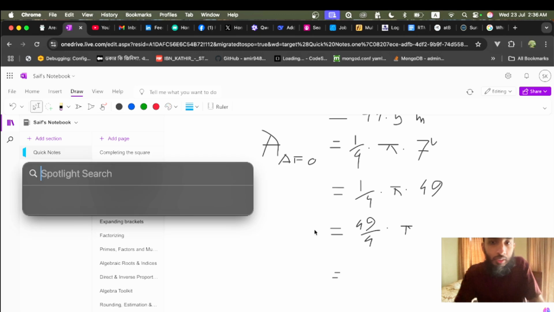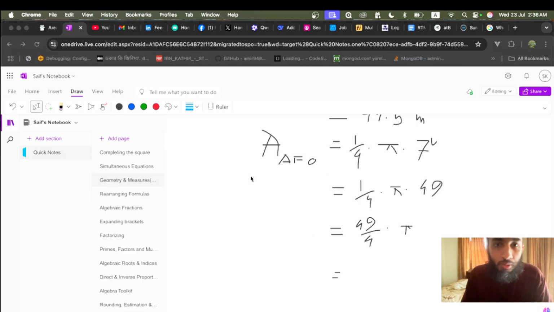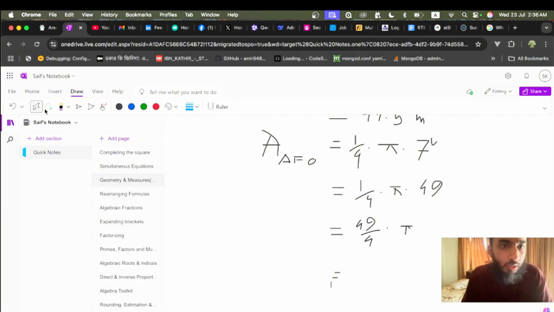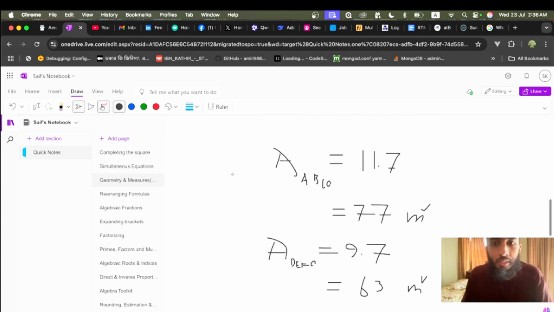Which is approximately what? Let's just use the calculator to give an approximation. 49 divided by 4 is 12.25, into 3.14. What do I get? 38.46. So this is approximately 38.46. We have figured out all the individual areas.